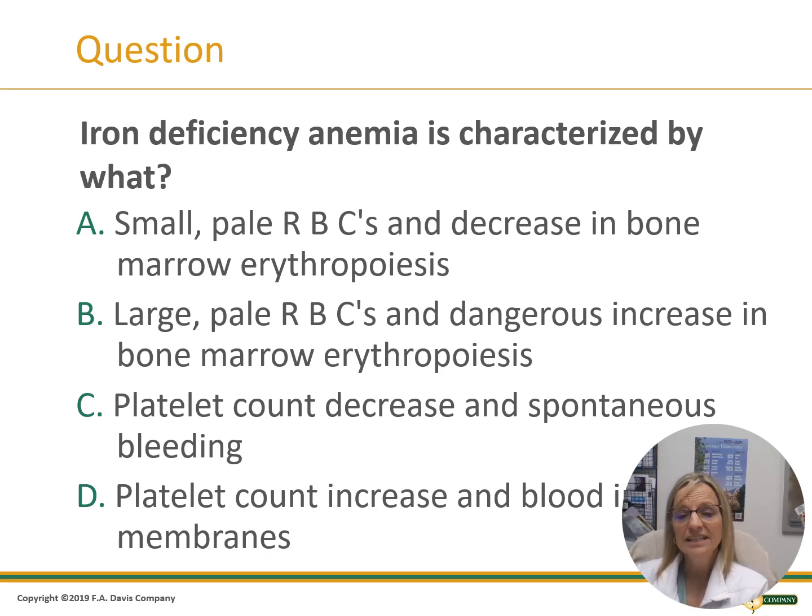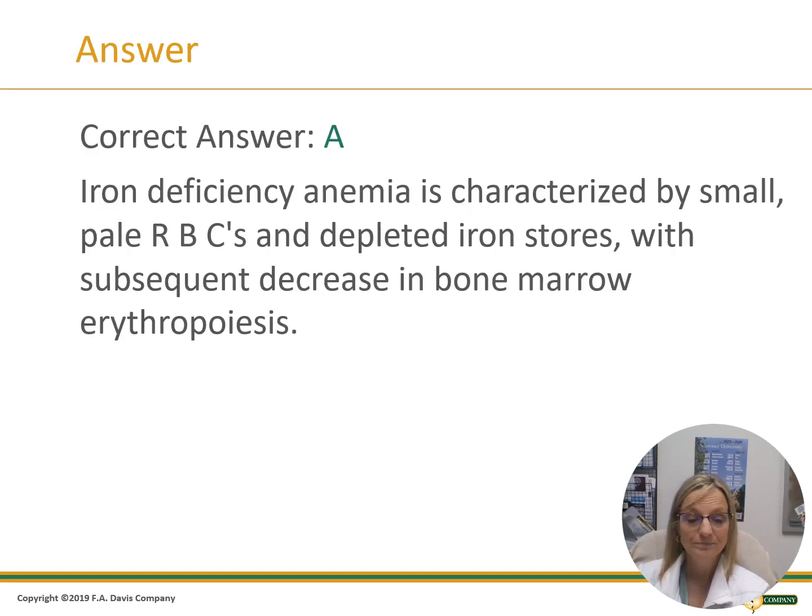Iron deficient anemia is characterized by what? Is it A, small pale red blood cells and decrease in bone marrow erythropoiesis; B, large pale red blood cells and dangerous increase in bone marrow erythropoiesis; C, platelet count decrease in spontaneous bleeding; D, platelet count increase? It is A. If you remember, we talked about small pale red blood cells, depleted iron stores, and so that does affect a decrease in bone marrow erythropoiesis.